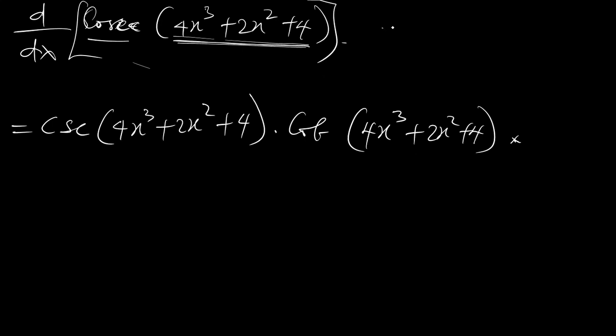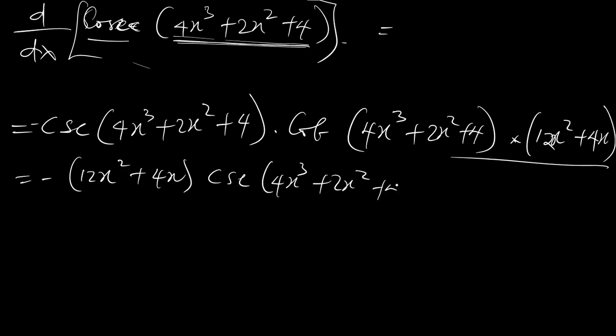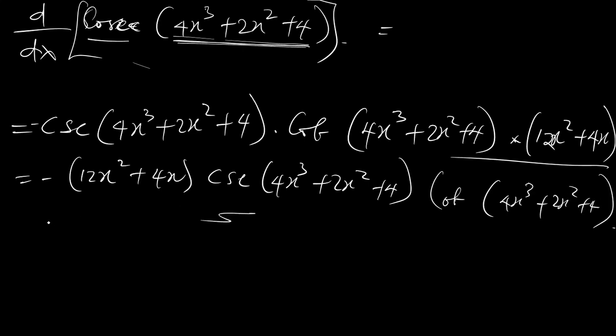So which is 12x to the power 2 plus 4x. Okay, I've done this before. This should be minus here. So you have minus 12x squared plus 4x, cosec of 4x cubed plus 2x squared plus 4, cot of 4x cubed plus 2x squared plus 4. So this is the final answer.